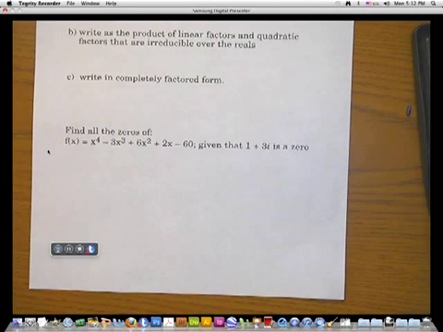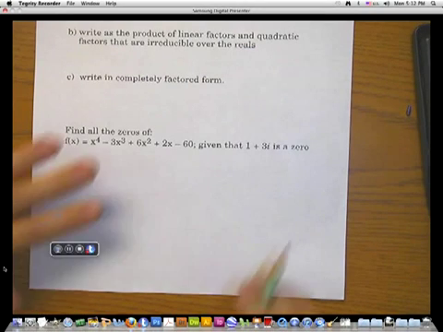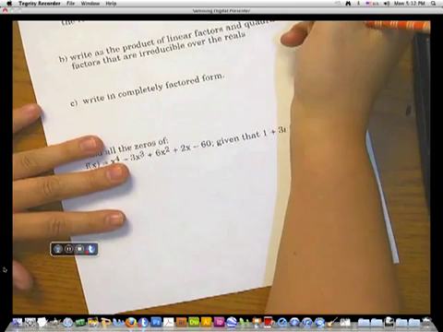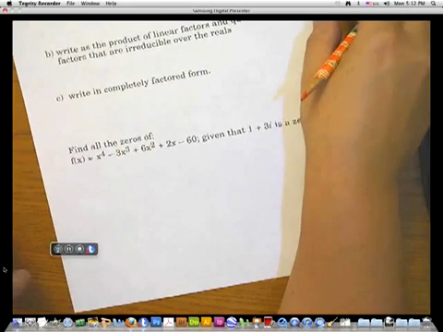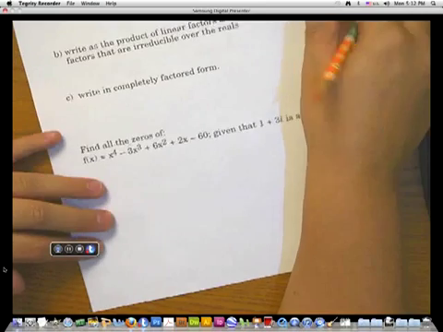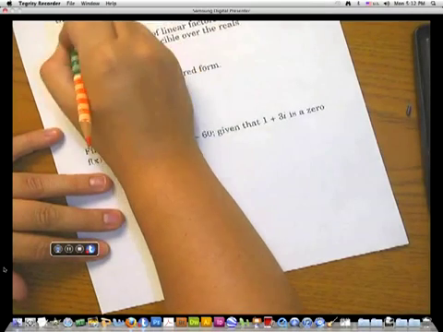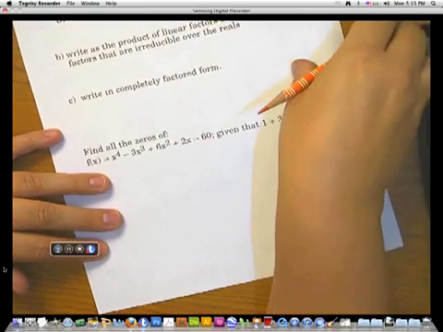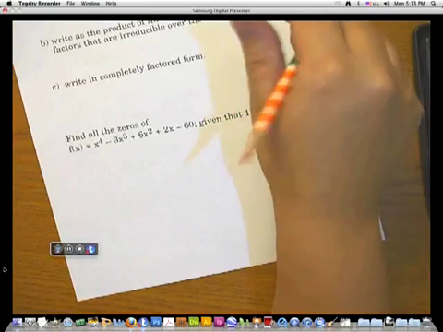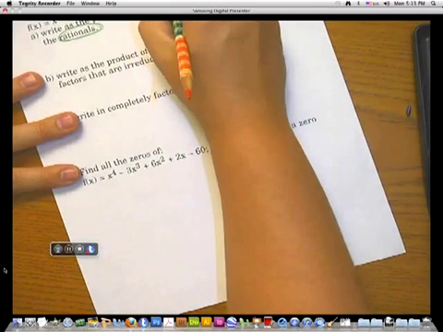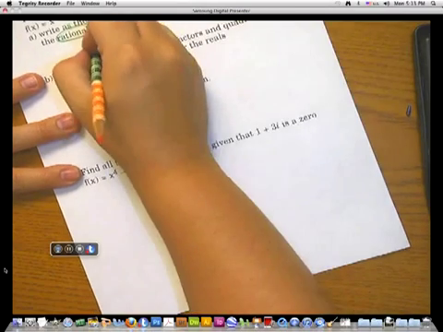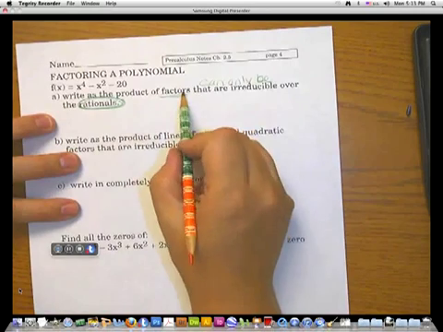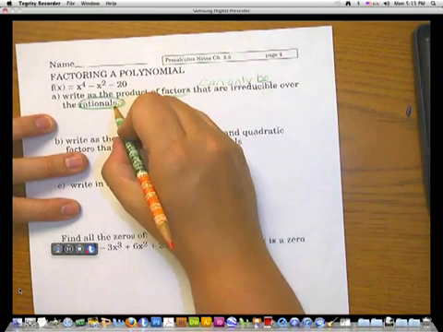Alright, page 4 of 2.5. We're going to factor the polynomial, and in this case we're going to write it as a product of factors that are irreducible over the rationals. Okay? So what that means is that our factors can only be rationals. Our factors can only be rationals.